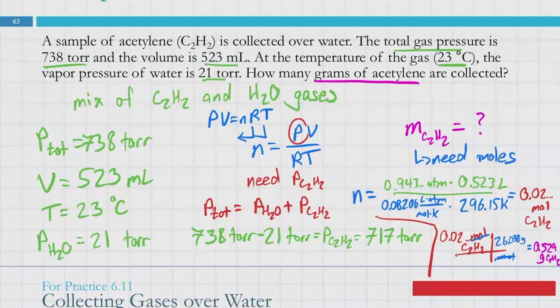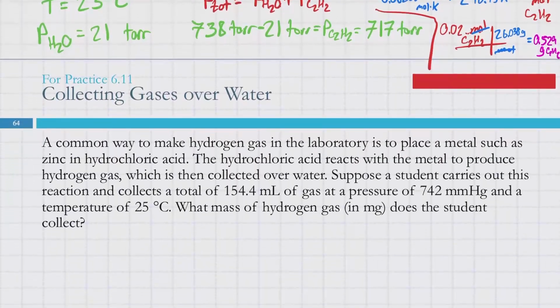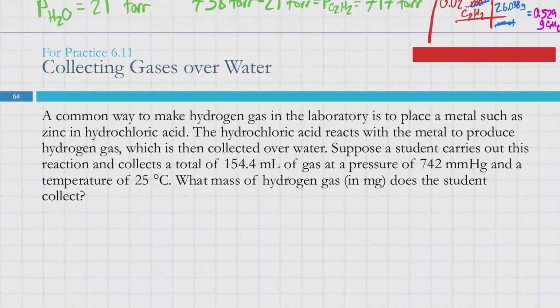So the ideal gas law stuff at the end is newish, the converting moles to grams. We've been doing that. The big focus of this is really just that we've got a mixture of gases. The partial pressures add up to the total pressure, so we can find the partial pressure of the gas that we care about. I'll give you one to try.